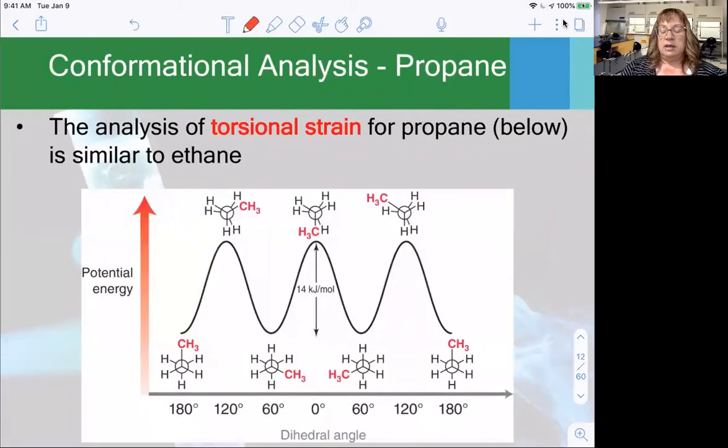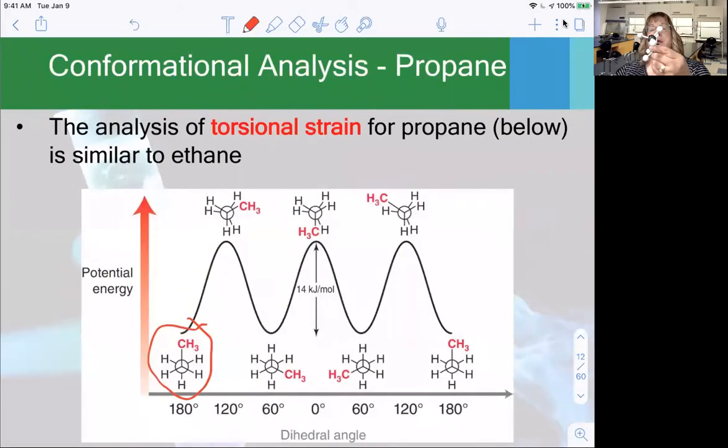Propane has another carbon. So I'm going to build propane, and I'm going to replace the hydrogen with a carbon. So now I have 3 carbons, right? I have my 3 carbon propane. I'm going to set it up so it looks like this guy right down here.